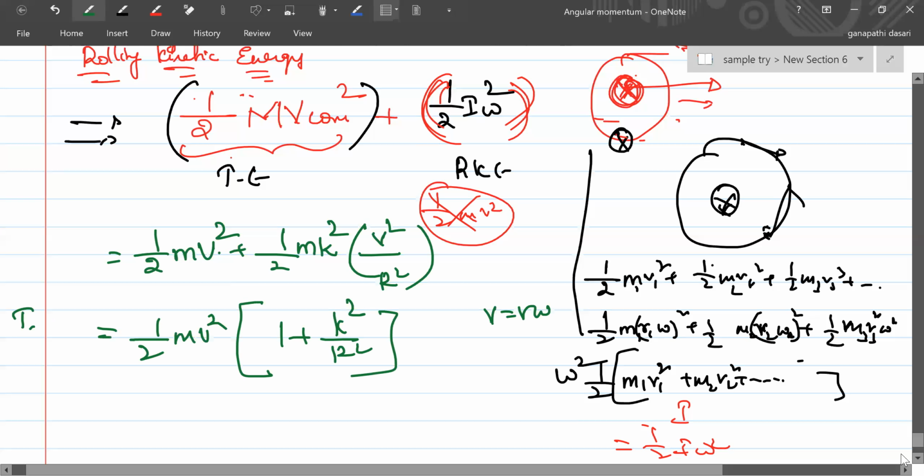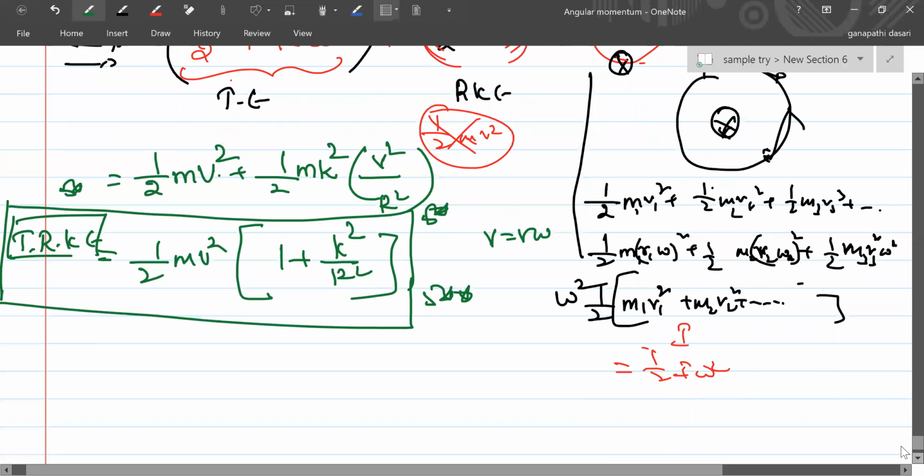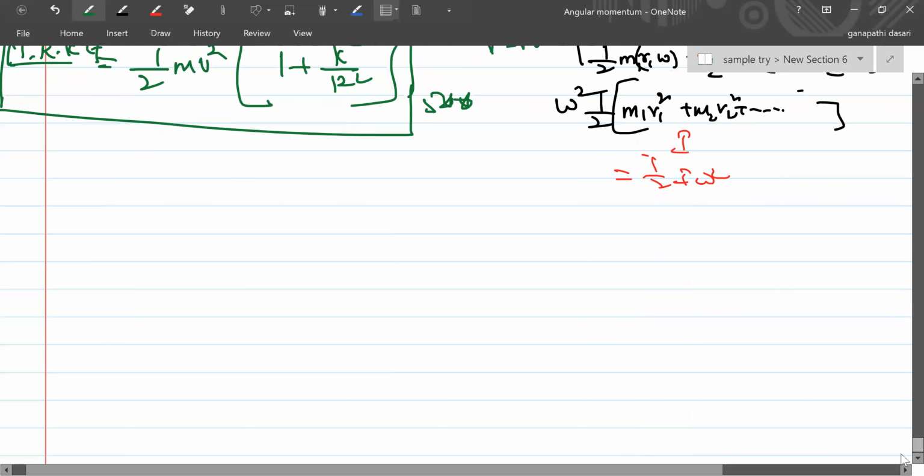This is an important formula. Make it 5 star. Got it?